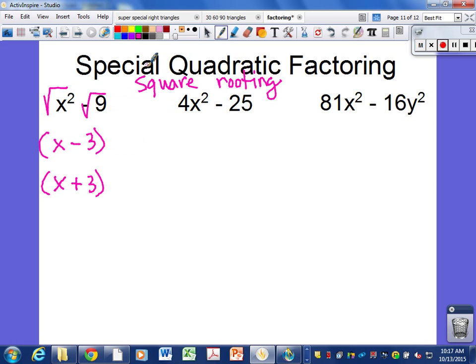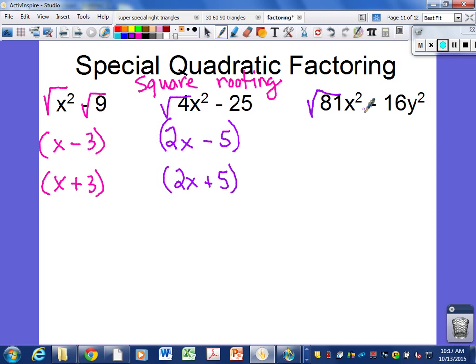So square rooting. The square root of 4 is 2. The square root of 25 is 5. So one factor is 2x minus 5. The other factor is 2x plus 5. Okay, you factor these special ones by square rooting.